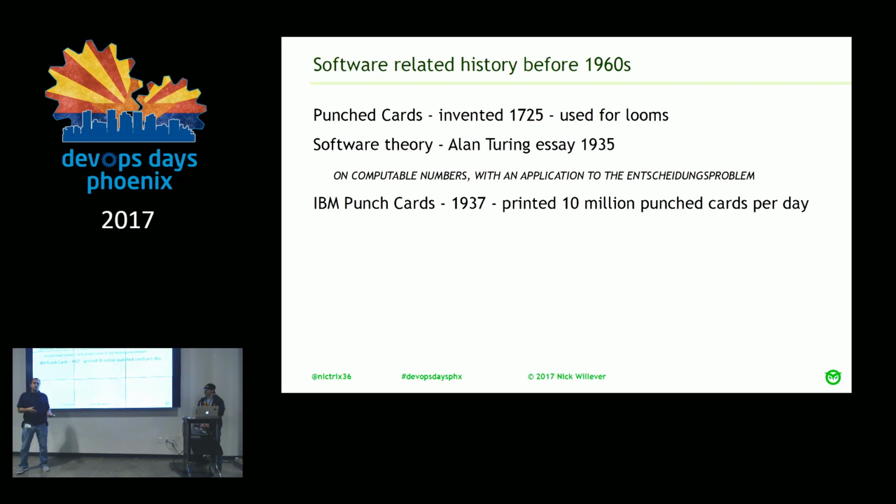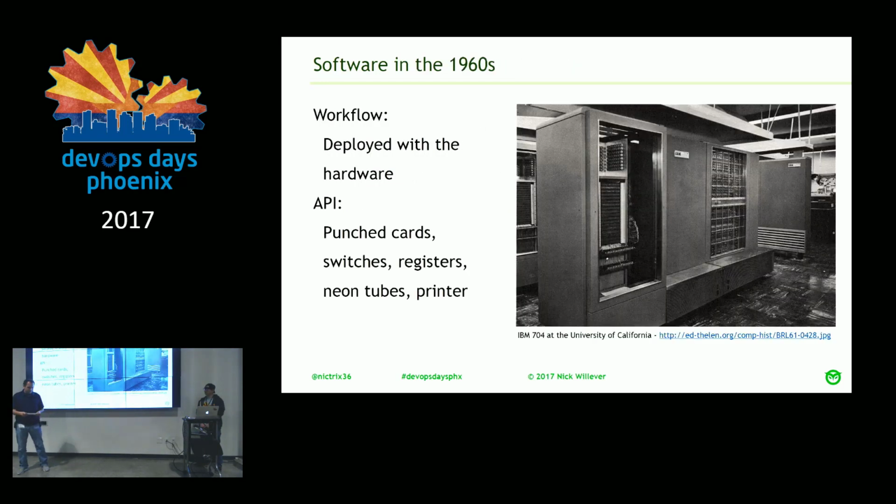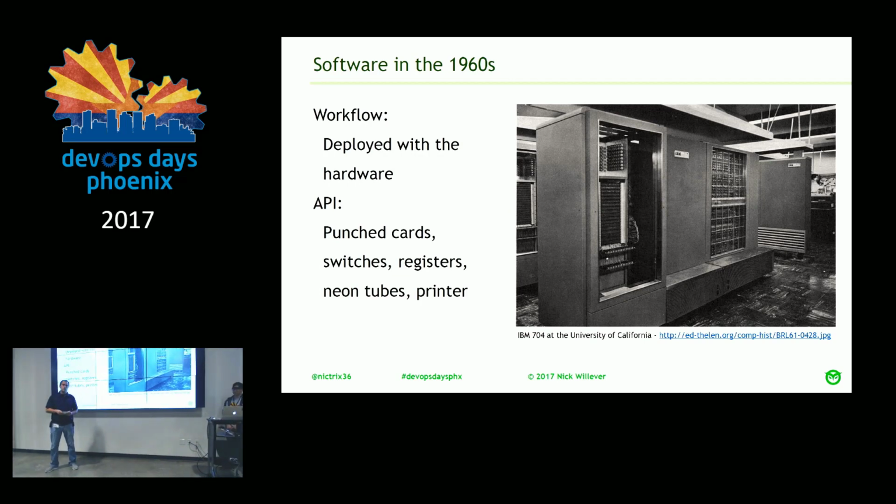Talking about a little historical facts here. Punch cards are usually known as the early use in computers, but actually were invented in 1725. And software theory was attributed to Alan Turing's essay in 1935. Then in the 1960s, software became more than theory, and manufacturers sold hardware with software. This was the first workflow for deployments in our industry.